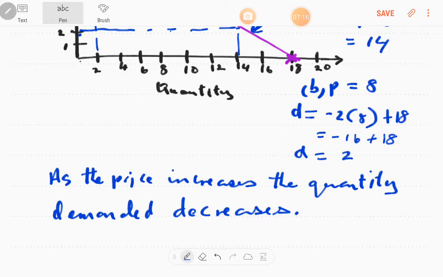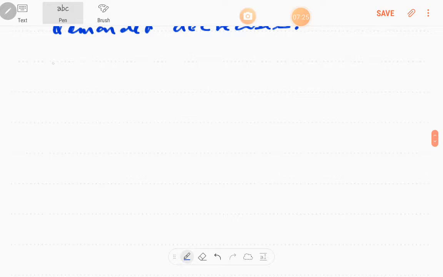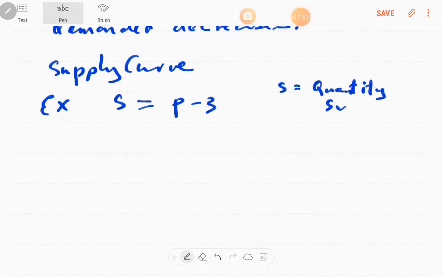Okay, so let's now look at the supply curve, and we're also going to look at an example of the supply curve. So an example of a supply curve would be S equal to P minus 3. So here S is the quantity supplied, and P is equal to the price.